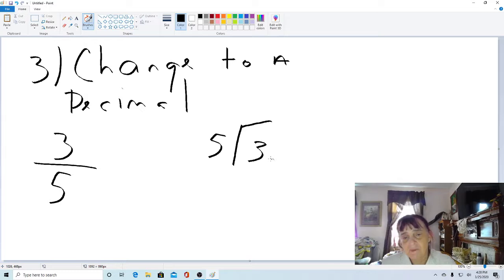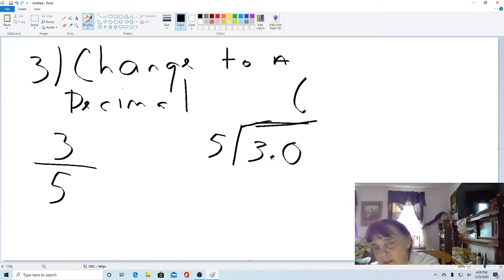Now, there's nothing times 5 will give you 3. So you have to make that a decimal point, 3.0. Then you ask yourself, what times 5 is 30? 6 times 5 is 30, you have to line up your decimal point. And 6 times 5 is 30, so that's 0.6.